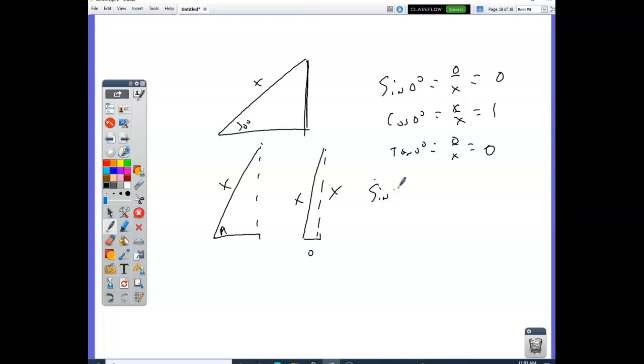Sine of 90 degrees is opposite over hypotenuse, x over x, which is 1. Cosine of 90 degrees. 0 over x, which would be 0. Now for the one that's going to break our brains. Tangent of 90 degrees. X over 0, which is what? Undefined.